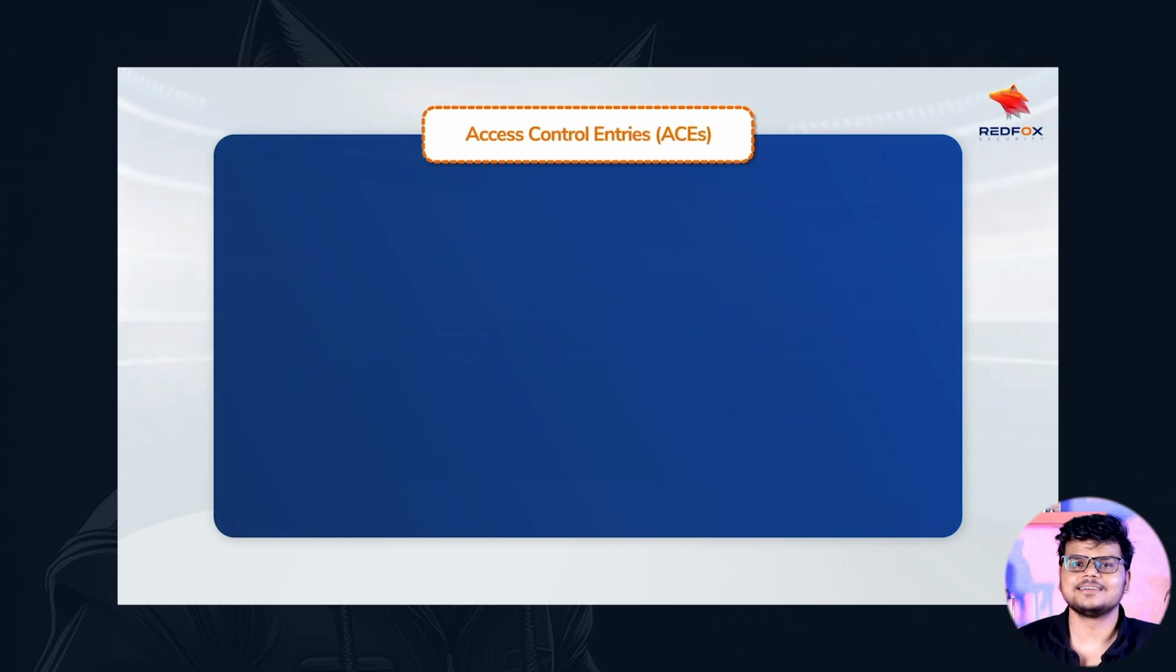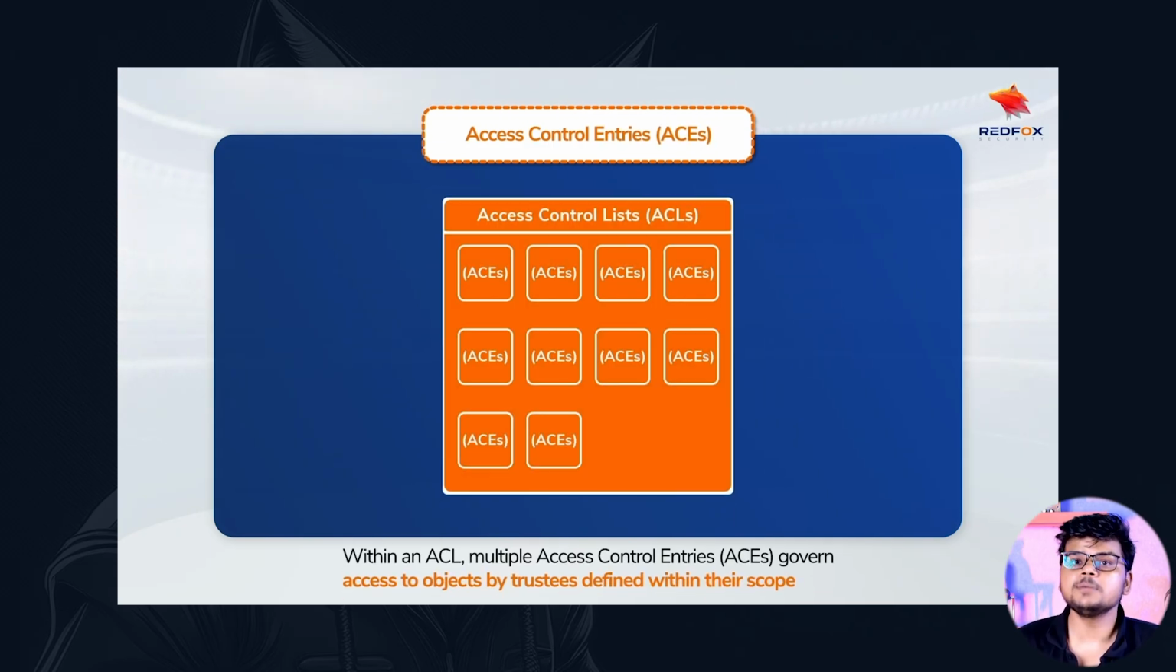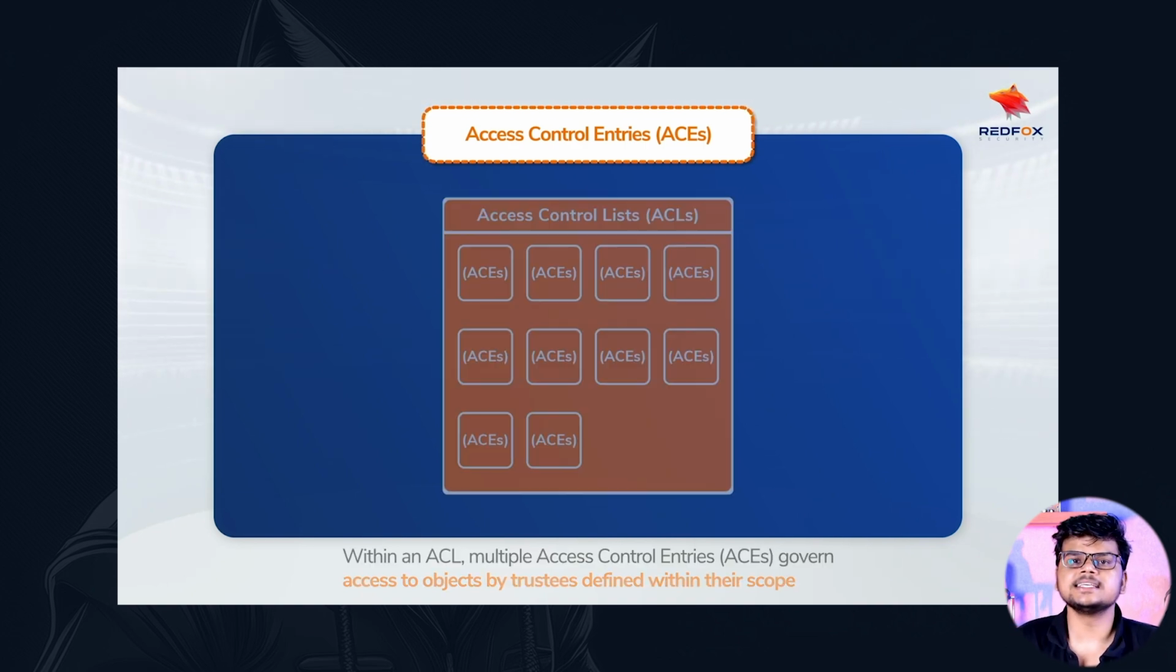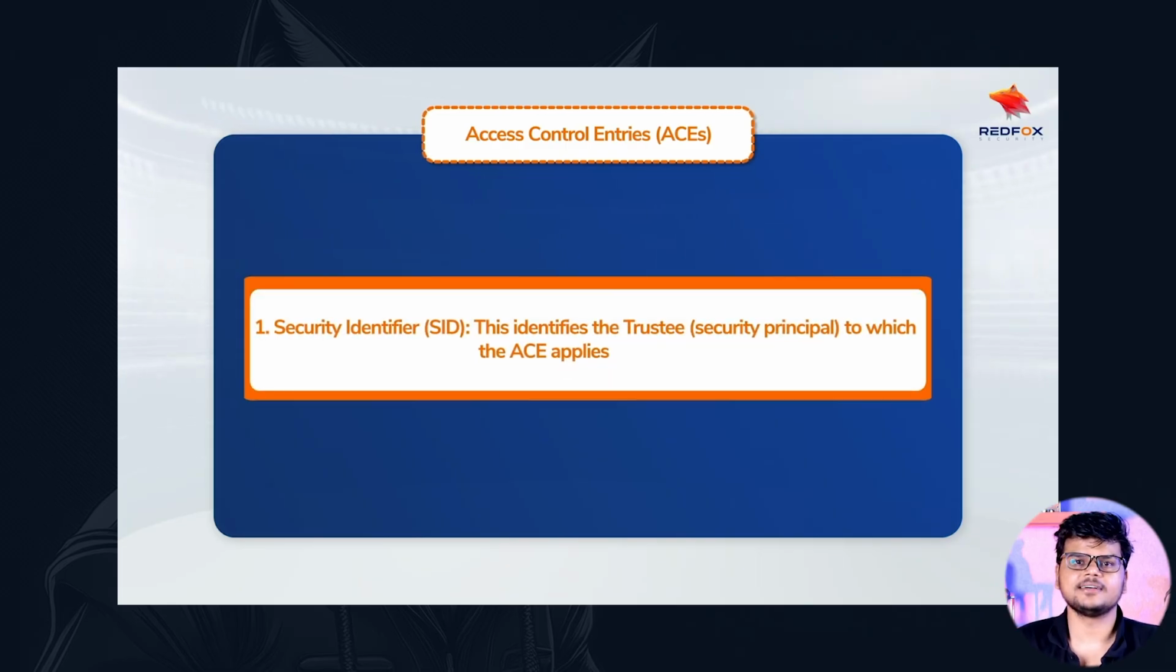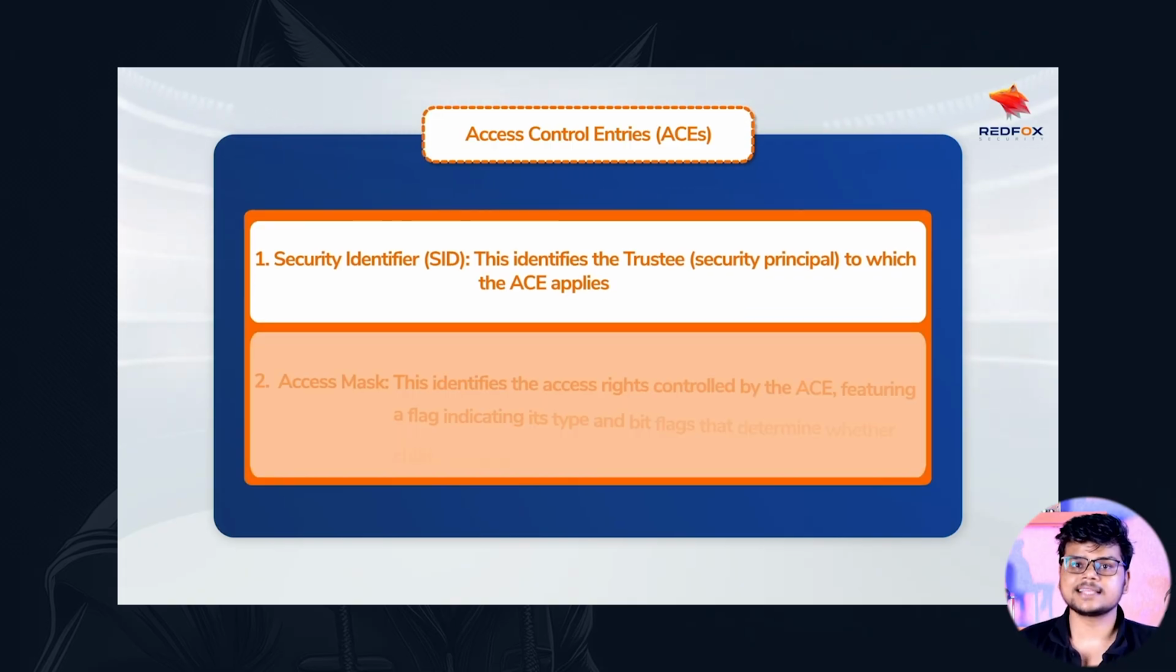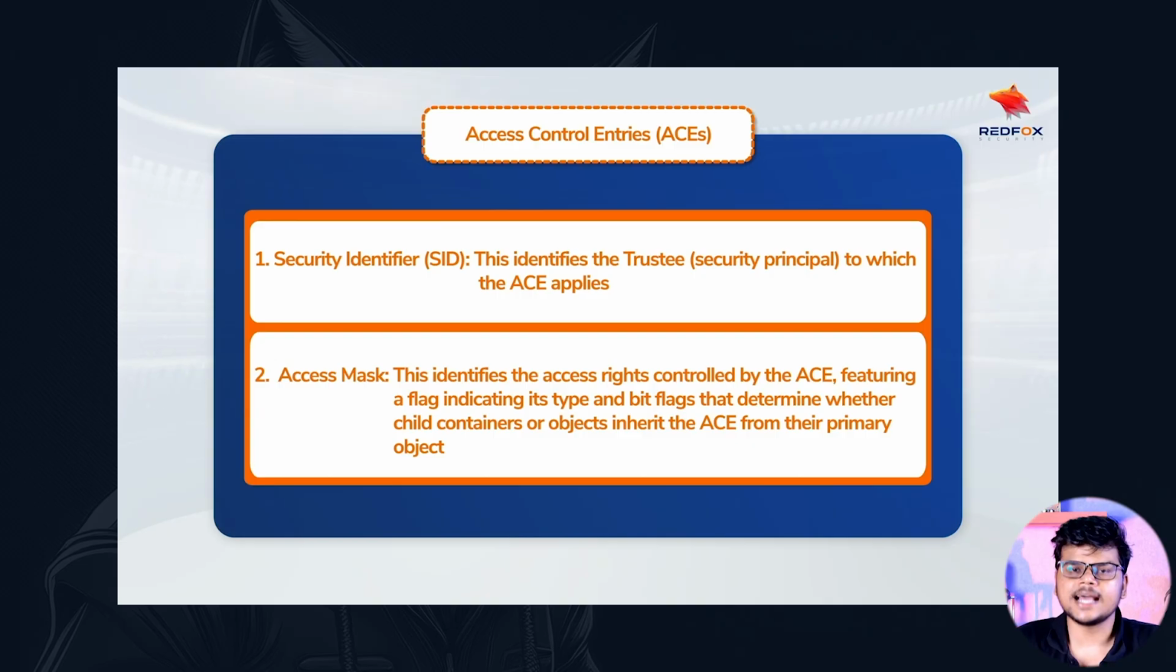Access control entries. Within an ACL, multiple access control entries govern access to objects by trustees defined within their scope. Each ACE consists of a security identifier. This identifies the trustee, the security principal to which the ACE applies. Access mask. This identifies the access rights controlled by the ACE, featuring a flag indicating its type and bit flags that determine which child container or object inherits the ACE from that primary object.